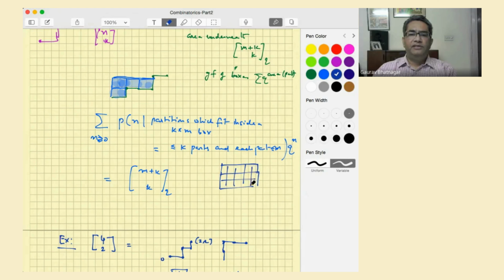the partitions which fit inside this. So these are K and these are M. So the partition will fit inside here. So it'll have less than K parts and each part has to be less than M. Right? So suppose you have a path here. Suppose you have this path. Right? Then you only have this partition 2 plus 2 plus 1.